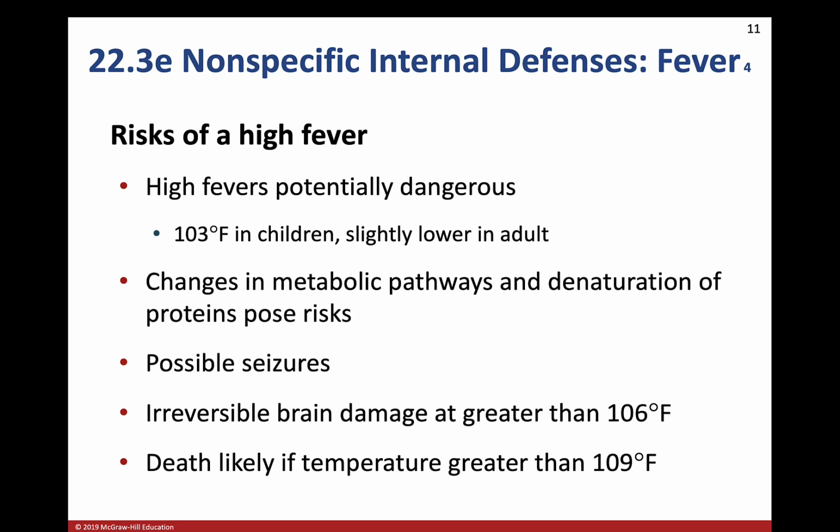Additional consequences include seizures. Now, if we look at a fever that is greater than 106 degrees Fahrenheit, the result will be irreversible brain damage. And if we look at a fever greater than 109 degrees Fahrenheit, death is especially likely.